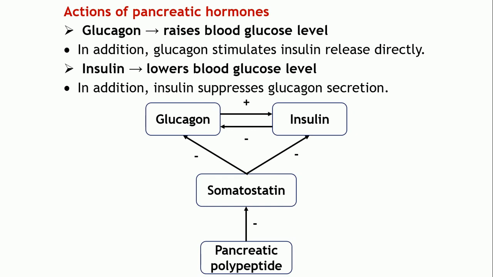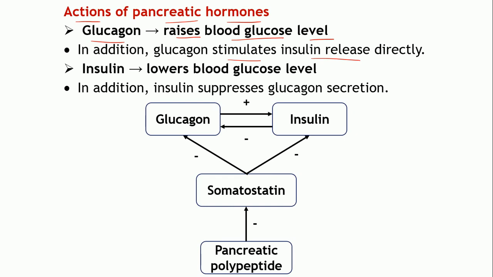Now coming to the actions of the pancreatic hormones. So let us consider all these four hormones one by one. Glucagon: the main function is to raise the blood glucose level. So it acts in such a way that the blood glucose level will rise. Apart from that, glucagon also stimulates the release of insulin.